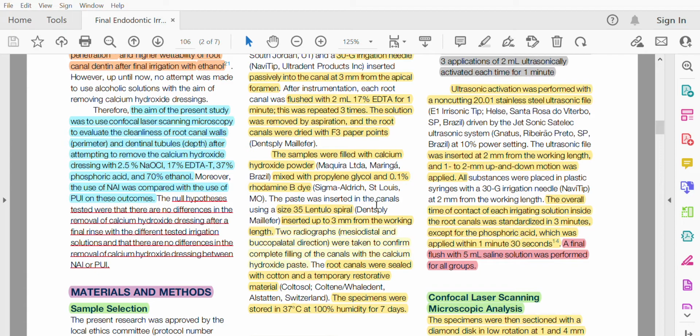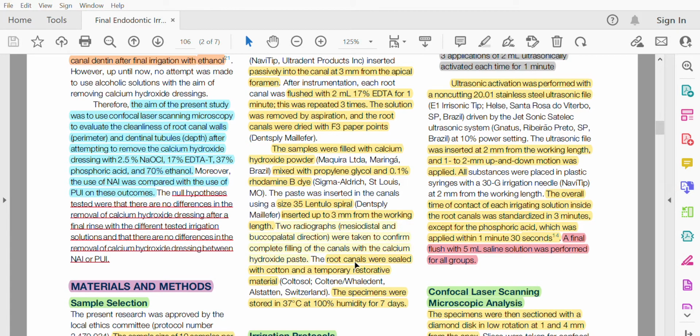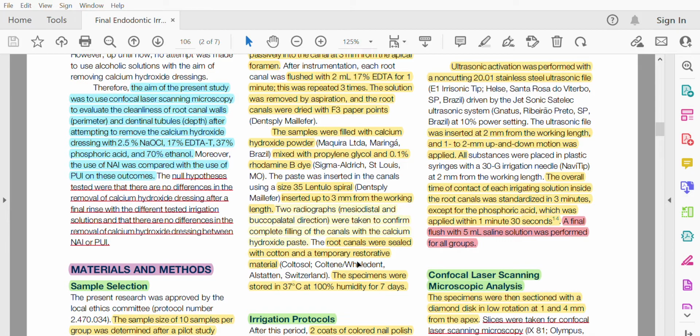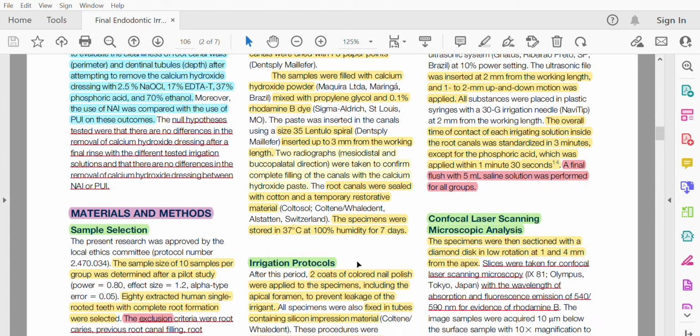After irrigation they dried the canals, and after drying they filled them with calcium hydroxide mixed with propylene glycol and 0.1% rhodamine B dye, placed with a lentulo spiral 3 mm from the working length. Two radiographs, mesiodistal and buccolingual, were taken to ensure complete filling of the canal with calcium hydroxide, then the canals were sealed with cotton and temporary restoration and stored for 7 days.